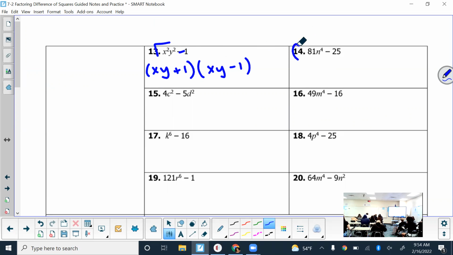Now let's look at 14 together. So this is a difference. Is it a difference of squares? Yes. And that n to the 4th, if you thought no, is still a perfect square. When there are exponents on variables, think about what you can multiply together to get n to the 4th.